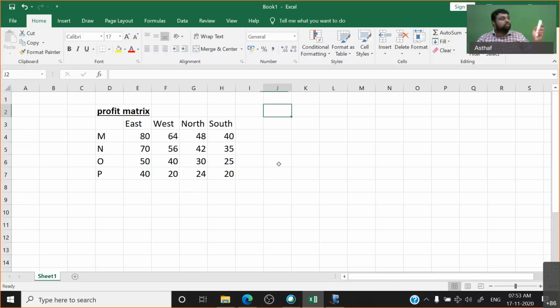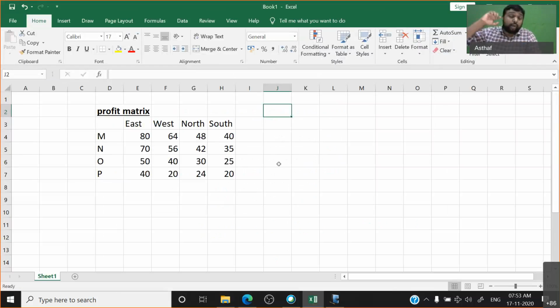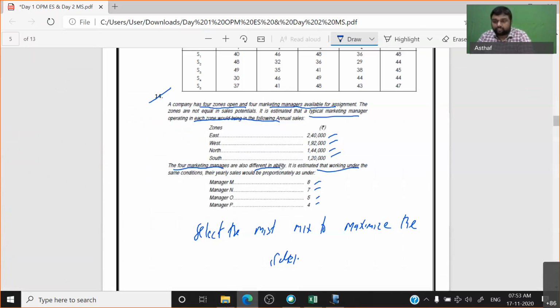Now what do we have to do? This question is a case of maximization. So we are discussing, for your benefit, how to approach a maximization problem. If it is a maximization problem, the first step is to make it a loss matrix. You have to go for a loss matrix.